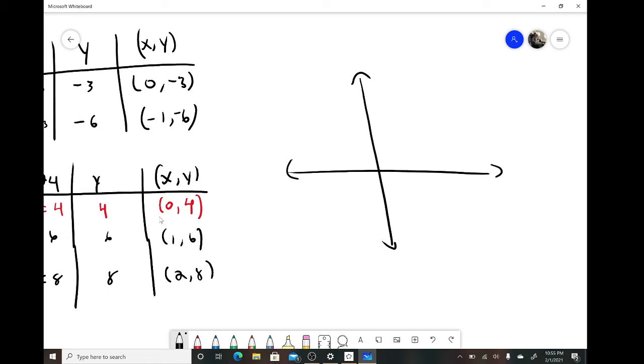Okay, so we have the point 0, negative 3. So we go down 3 units on the y-axis for this point. And then we have the point negative 1, negative 6. So negative 1, so 4, 5, and 6. So let's go down here, 6. So that's a point down here. This line goes down like this.